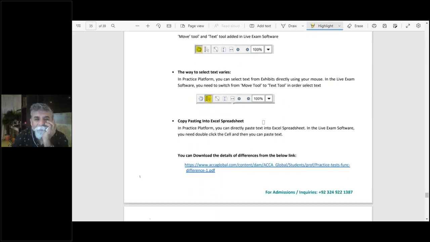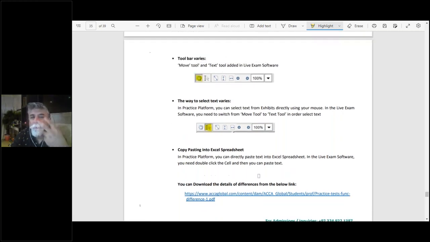Pasting into Excel spreadsheet, that's not relevant to us. If you want to read further, this is the article, but it's not a big deal. I just wanted to bring this to your attention that in the actual CB platform in your exam, a couple of features are slightly different.